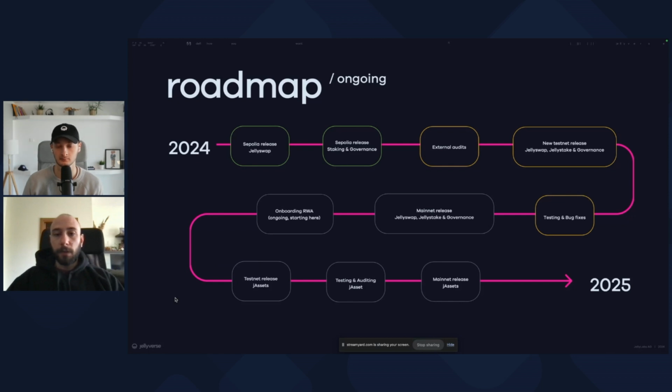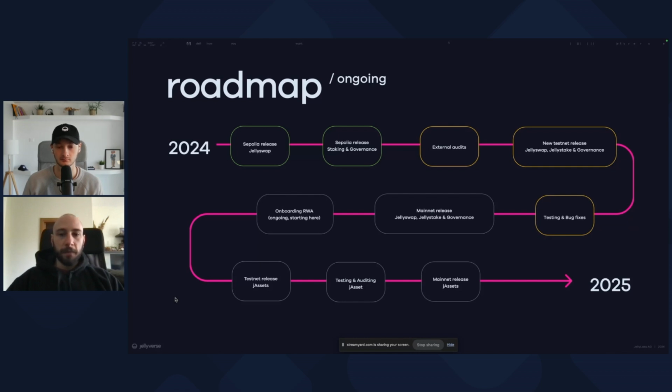Then we have the mainnet release, of course, when everything goes through, when external audits finish, and when we are confident enough that we don't have any major bugs, all of the tests go through smoothly, and so on. And then, of course, in the future, onboarding real world assets. That's the first step in this bigger vision of Jellyverse. And then comes the jAssets, of course, testnet release alongside with testing and auditing, and then mainnet release.